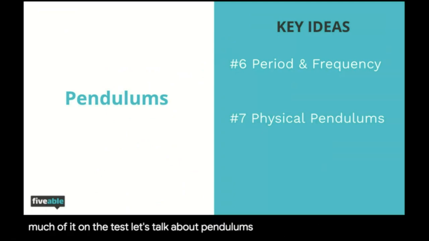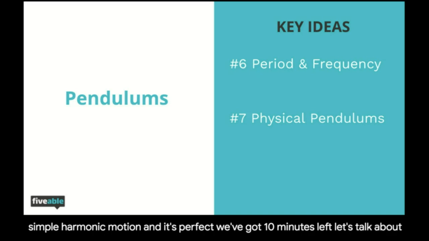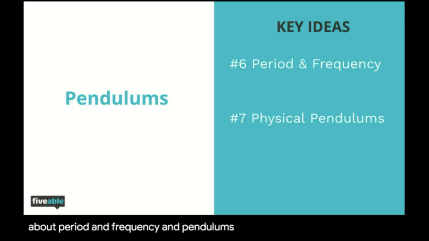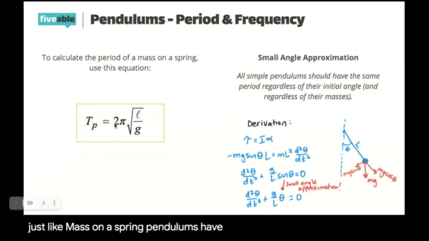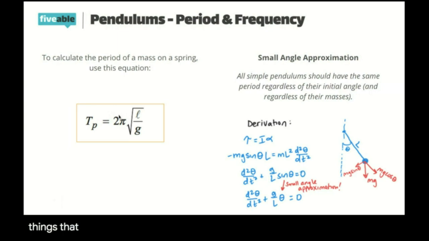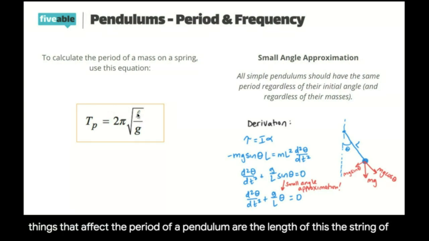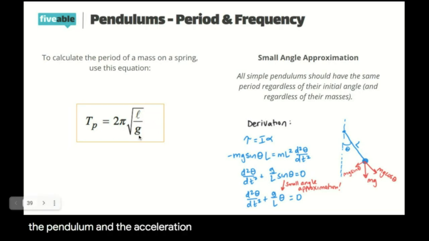Let's talk about pendulums. This is the last type of simple harmonic motion, and it's perfect, we've got 10 minutes left. Let's talk about period and frequency in pendulums, and then quickly go through a derivation for a physical pendulum, just in case. Just like a mass on a spring, pendulums have their own period equation. The two things that affect the period of a pendulum are the length of the string of the pendulum and the acceleration due to gravity.